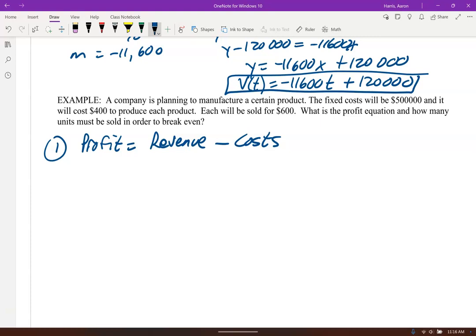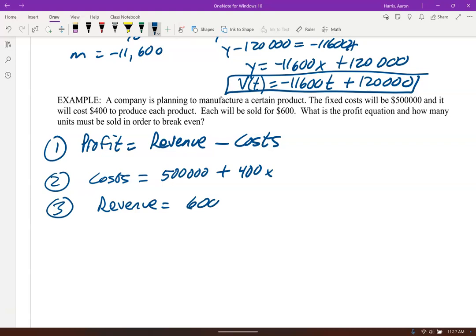Well, first of all, let's come up with our costs. What does it cost to build this? Well, it's $500,000 flat. Those are fixed costs. Maybe that's like labor, the building, all that stuff. And it also costs $400 times x. $400 per unit it costs to build whatever we're building. Okay. And then our revenue we bring in, we sell these things, $600 per unit that we sell.